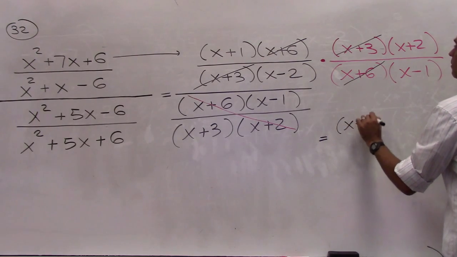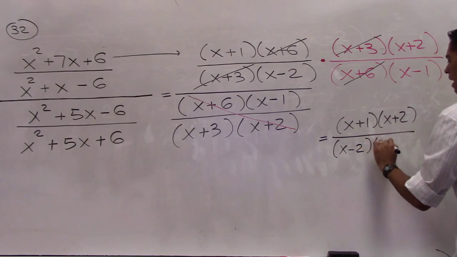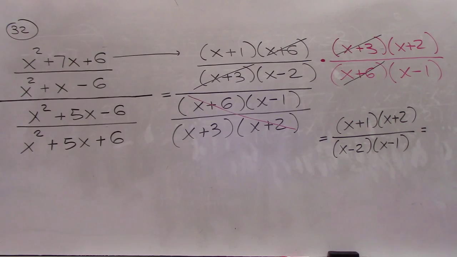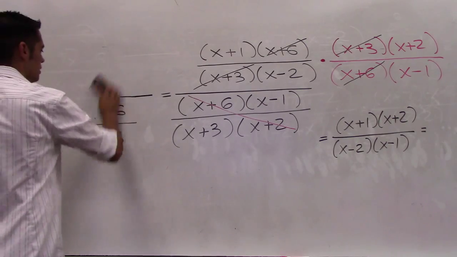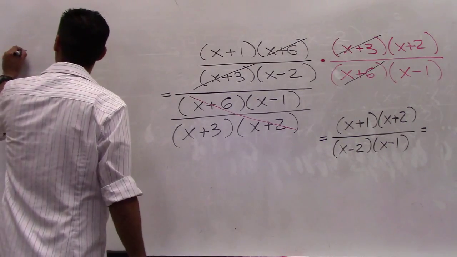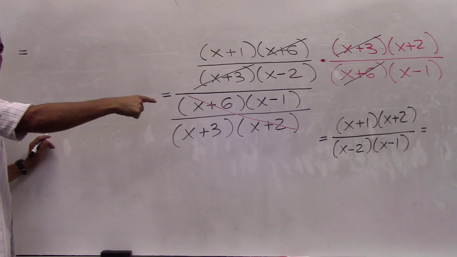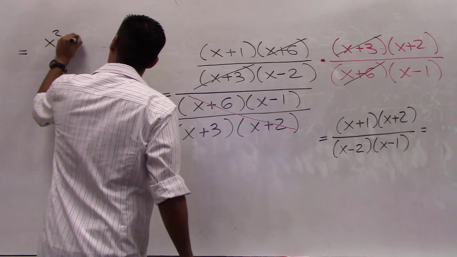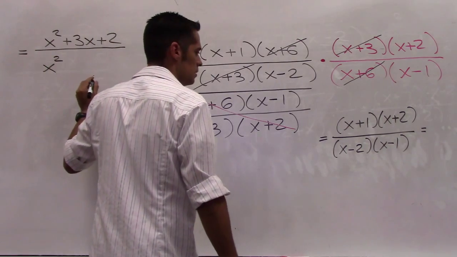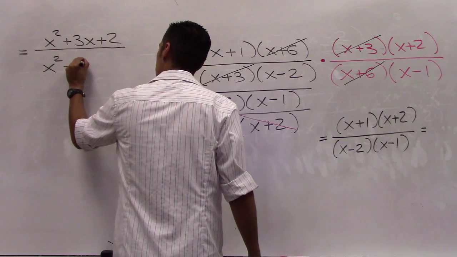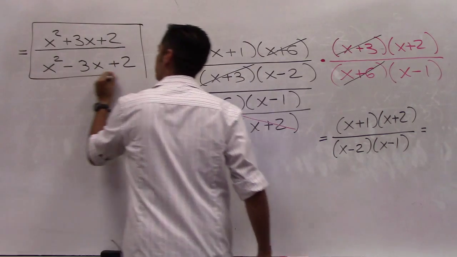And you could leave it like this, or you could actually multiply it back out. So this would be correct, or multiplying those together would be correct. Who wants to volunteer the answer here? If I multiply those together, who wants to volunteer? Who can do that mentally? X squared plus 3x plus 2. Okay, that's the top multiplied out. And then x squared minus 3x plus 2. Good. There we go.